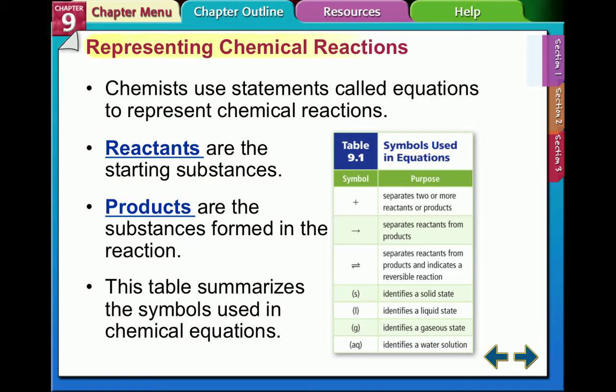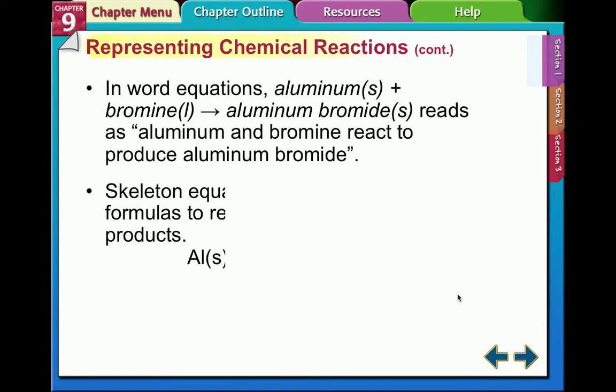Okay, the plus separates two or more reactants. The arrow sign either produces or yields. When you have a double arrow sign, that means that the reaction can go both directions. When you have the S, that means that you have a solid. L means a liquid. G means a gas, and AQ means that it's in water or an aqueous state.